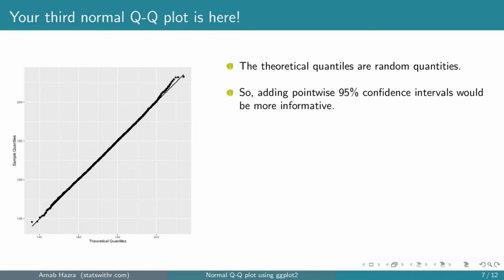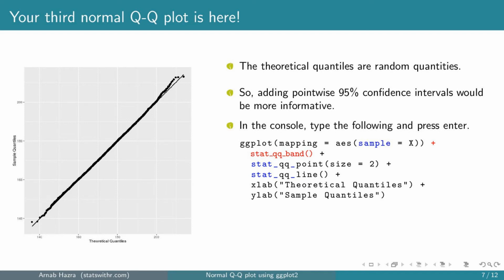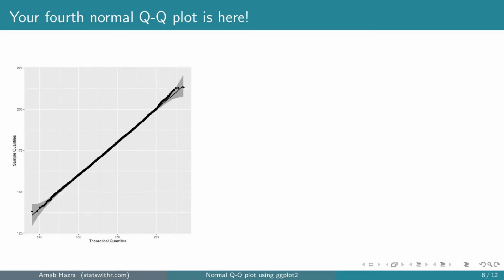So, it is always a good idea to draw point-wise 95% confidence intervals along with the line y equals x. To do that, add stat_qq_band, a blank bracket. Note that here the ordering matters and you should specify the command stat_qq_band before stat_qq_point and stat_qq_line. Now, press enter. Okay, you get your fourth normal qqplot using ggplot2.